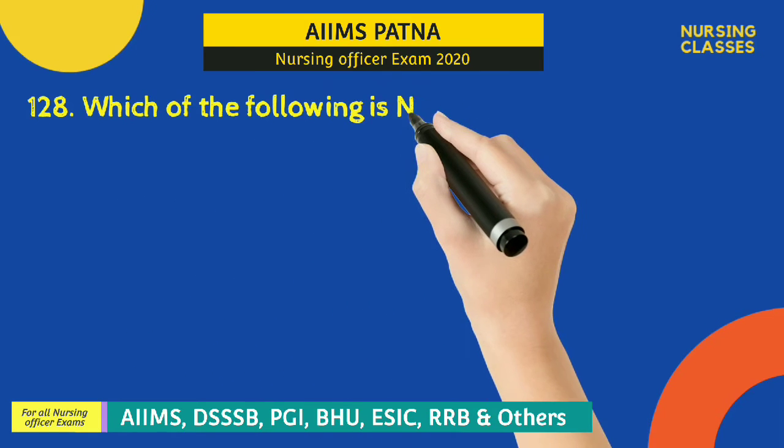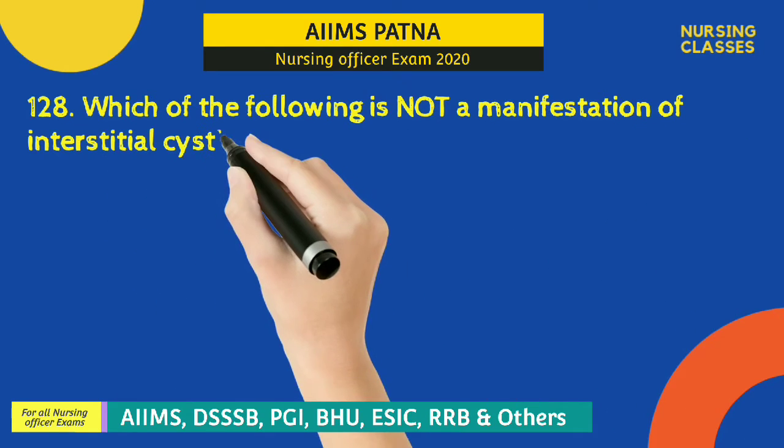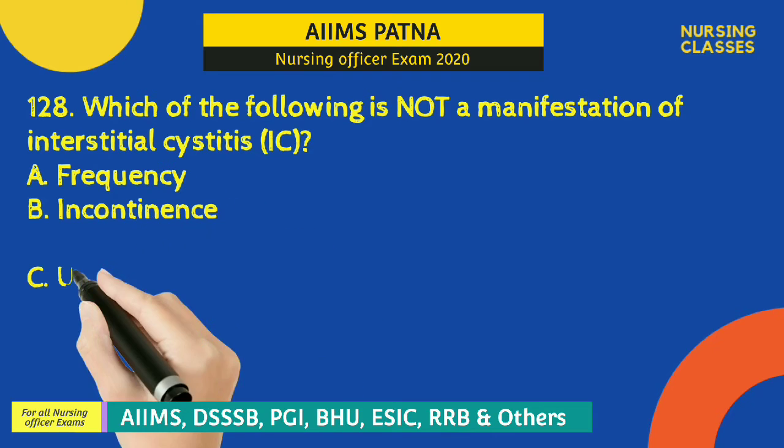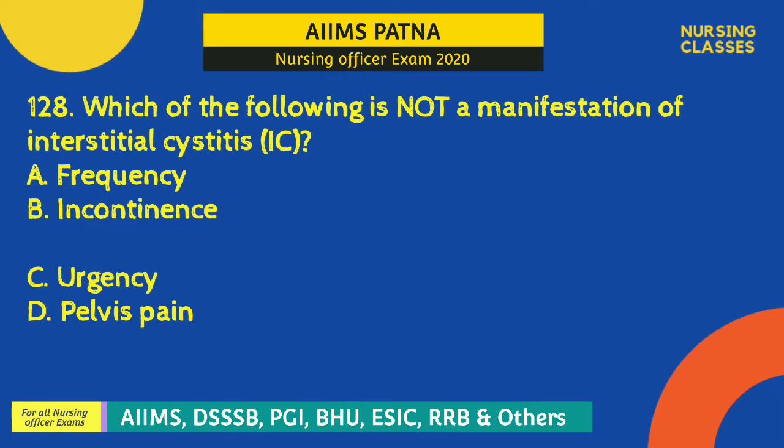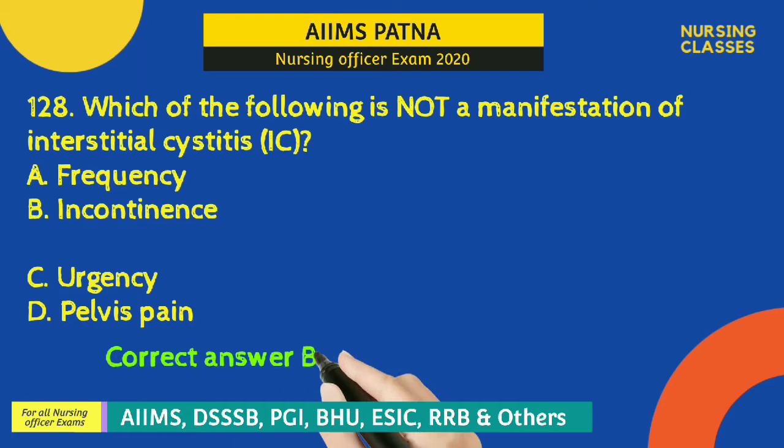128. Which of the following is not a manifestation of interstitial cystitis, IC? A. Frequency, B. Incontinence, C. Urgency, D. Pelvic pain. Correct answer B. Incontinence.